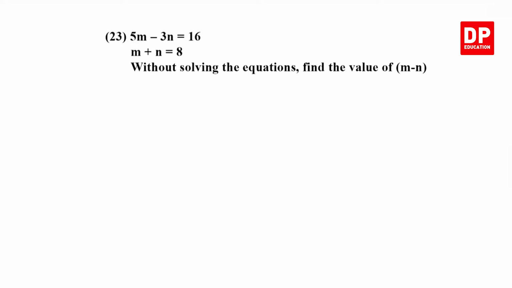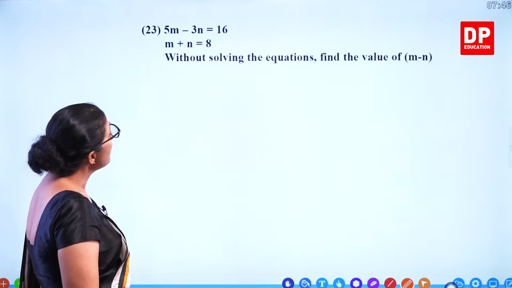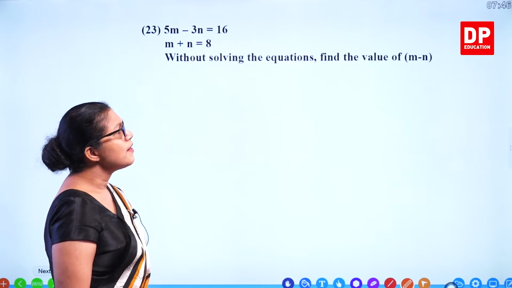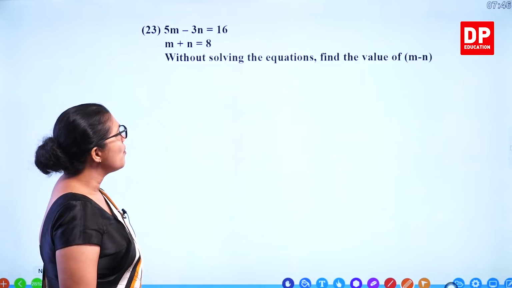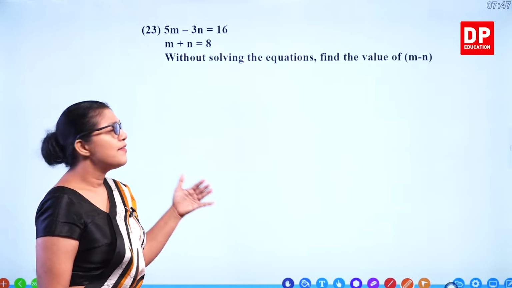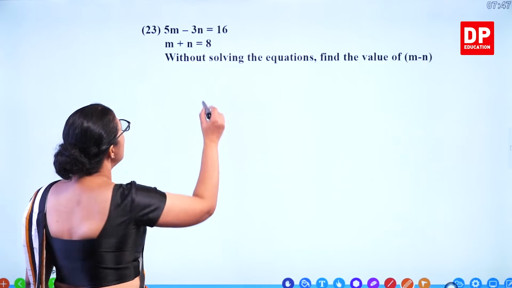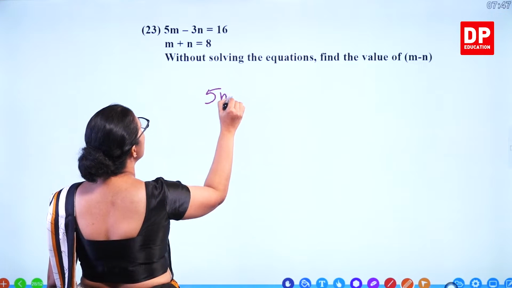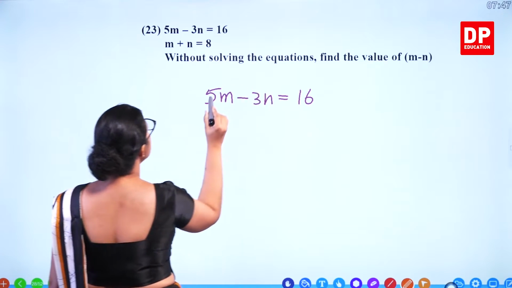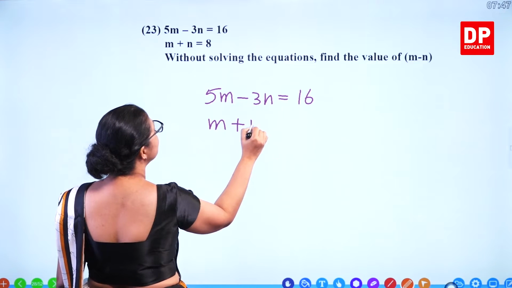Question number 23. That's 2 equations, without solving the equations. So, simultaneous equations, find the value of m minus n. When you get an expression, sometimes you get m plus n. So either you subtract or add the 2 equations. Now you need minus, so we can subtract the 2 equations.